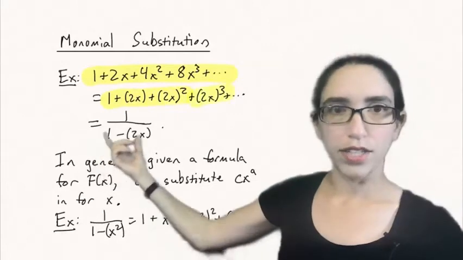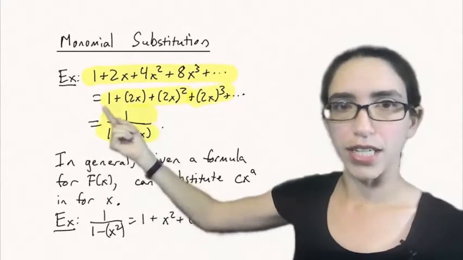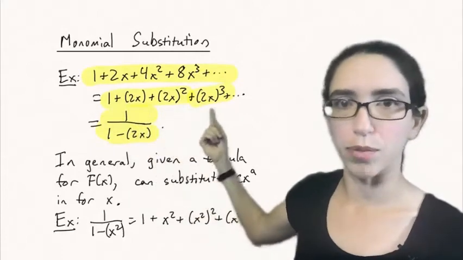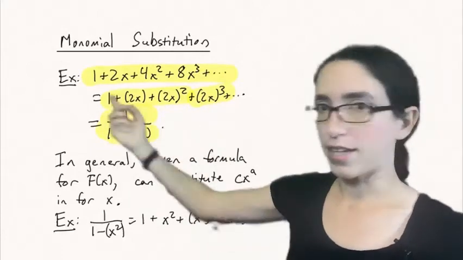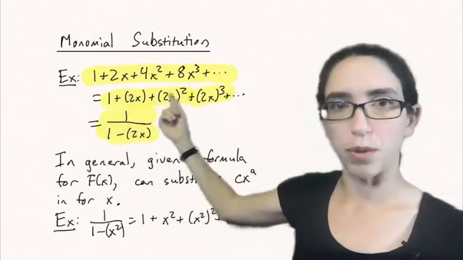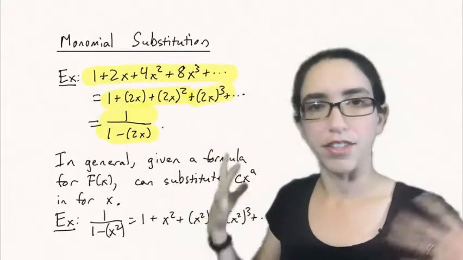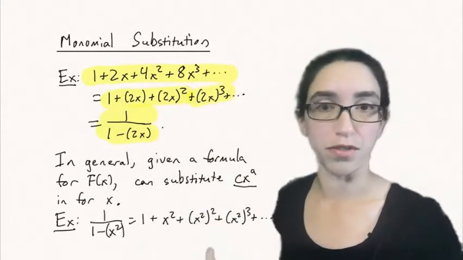So here, let's look at what happens when we substitute 2x in for x in the geometric series, 1 plus 2x plus 2x squared plus 2x cubed, etc. You can just expand these out as exponents and get 1 plus 2x plus 4x squared plus 8x cubed. So we get the generating function for the sequence of powers of 2.